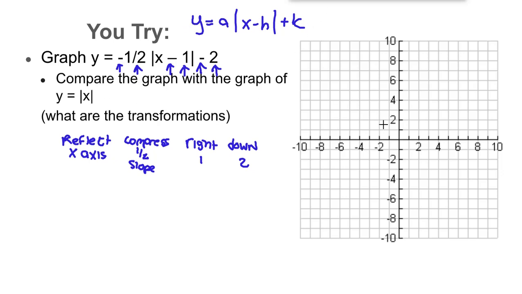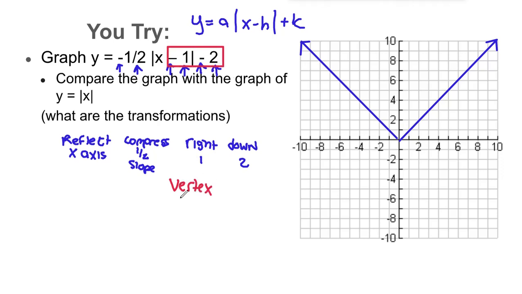Okay, so let's start by doing a quick sketch of the parent function. We know the vertex of the parent function is going to be at the origin, and then it's going to go up 1 over 1, up 1 over 1. It's going to have a slope of 1 on both sides. So now let's take a look here. Our vertex is going to be 1, -2. So let's go and plot that.